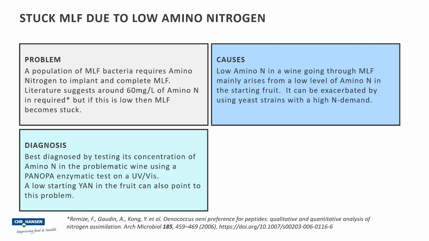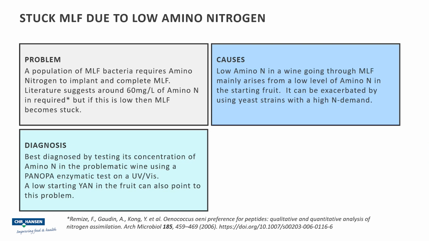So how do we diagnose? What's the diagnosis for low amino nitrogen in a wine? Well, it's very easy. By running a PANOPA, or sometimes called a PAN test, on a UV spectrophotometer with an enzymatic test kit, it's easy to determine the concentration of amino nitrogen in a given wine. If it's below 60 parts per million, that clearly hints at it being the cause of stuck malo. Of course, if it's not possible to run this test, it's worth looking at the starting fruit and trying to understand what the starting YAN was, because a low nitrogen level at the beginning can point to this being a problem when it comes to malolactic fermentation.